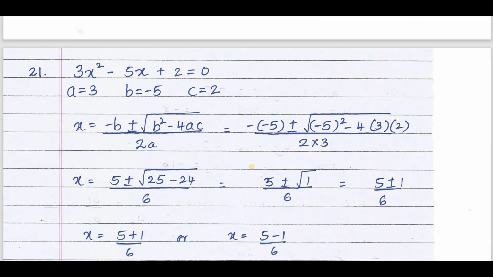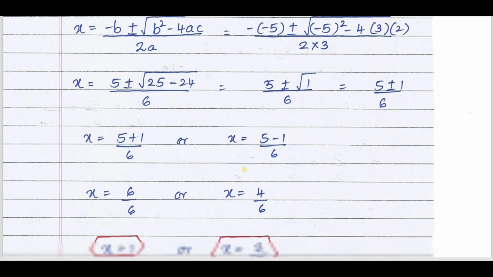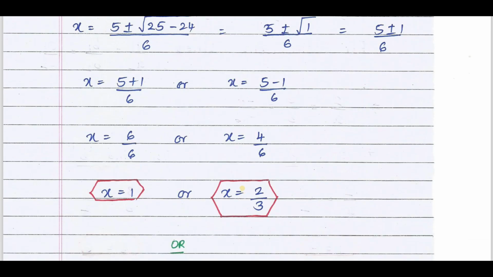Solving a quadratic equation by the quadratic formula method. x equals minus b plus or minus square root of b square minus 4ac, by 2a. So we get x equals 1 or x equals 2 by 3.